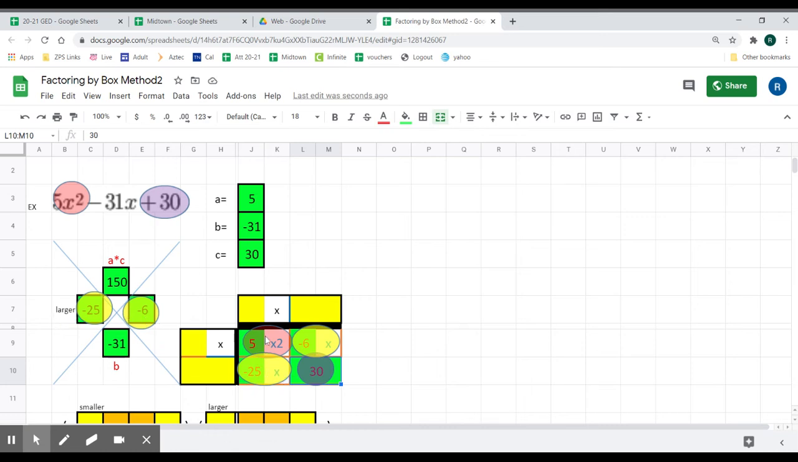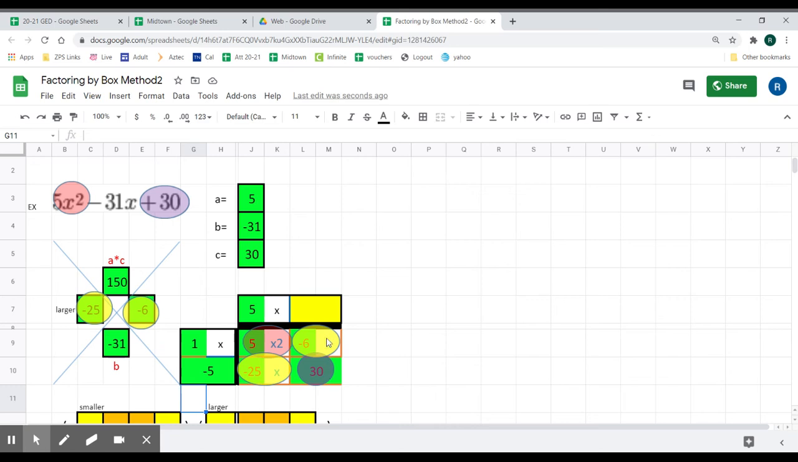So if you take a look, what do these two have in common? They have a 1x. And what do these two have in common? They have a 5x. All right, so you ask yourself, this bottom number down here, 5 times what gives me a negative 25? And that would be a negative 5. 5 times a negative 5 gives me a negative 25.